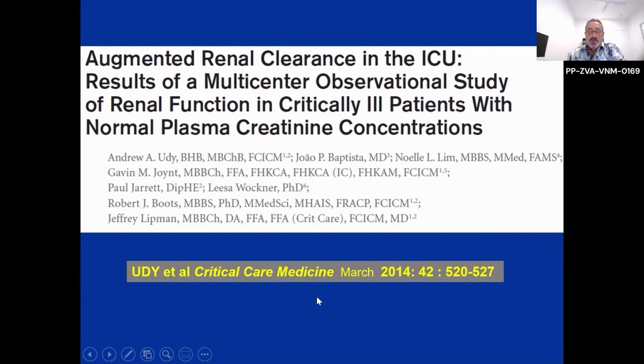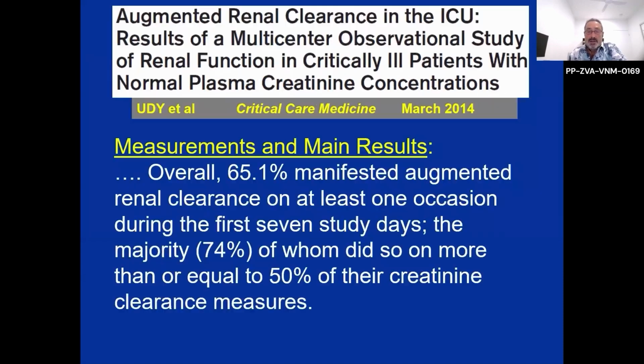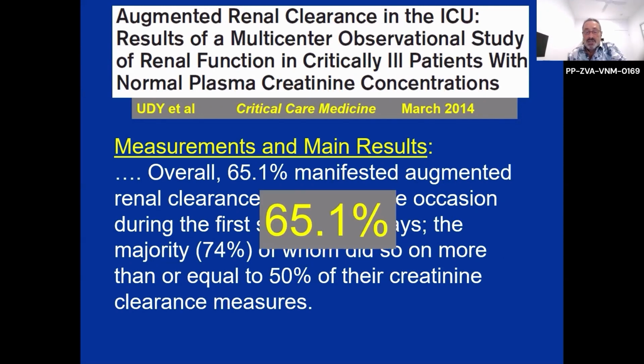We then asked the question, how often does this occur? And we used 4 ICUs, one in Portugal, one in Singapore, one in Hong Kong, one in Brisbane. And we asked the question, patients that come in with a normal serum creatinine into multidisciplinary ICUs, how many have augmented renal clearance? Normal renal function into ICU, and we measured on a time basis creatinine clearance. We found 65% of patients that come into an ICU, multidisciplinary ICUs, with normal serum creatinine will have augmented renal clearance.